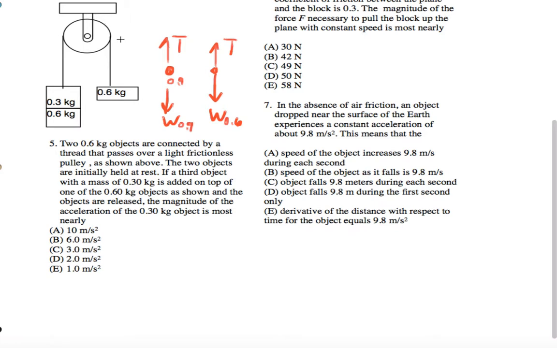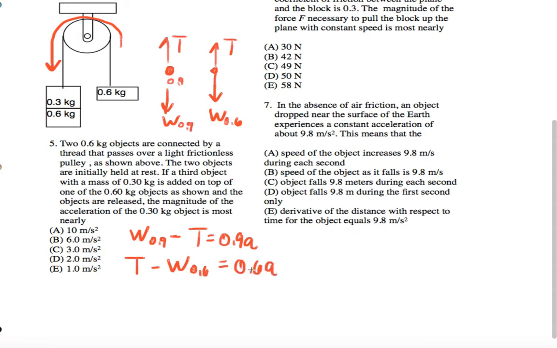Now, the direction of motion is going to be this way, where the 0.9 kilograms is dragging the 0.6 up, and we need our sign convention to obey that. So let's set up our two equations. We're going to have W of 0.9 has a tug of war with tension, and the effect is that that 0.9 kilograms accelerates. And in the other direction, we're going to have the tension pulling on the 0.6, pulling against the weight, and that's going to make the 0.6 accelerate.